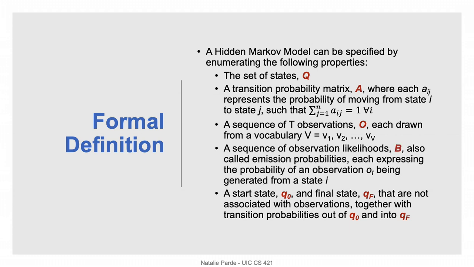A sequence of observation likelihoods, B. These likelihoods are also sometimes called emission probabilities. Each of these likelihoods expresses the probability that a given observation was generated from a given state. And then finally, a start and final state, and the associated transition probabilities out of the start state and into the final state.